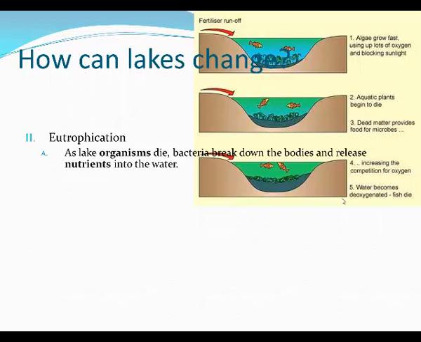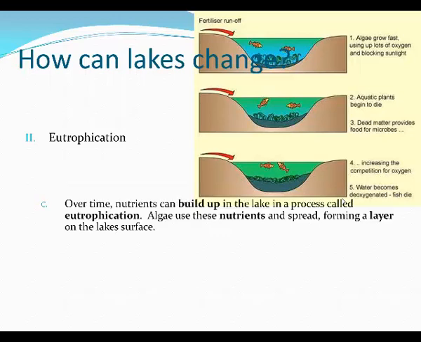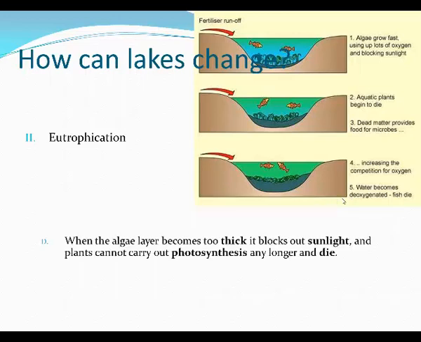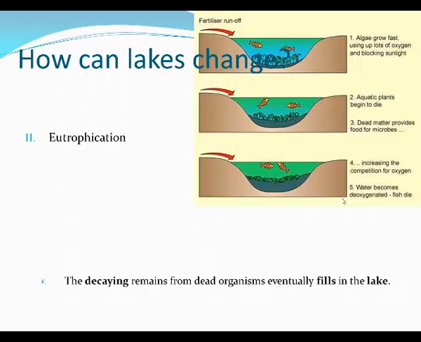So again, as lake organisms die, bacteria break down the bodies and release nutrients into the water. These nutrients, such as nitrogen and phosphorus, are chemicals that other organisms need. Over time, nutrients can build up in the lake in a process called eutrophication, where algae use the nutrients and spread, forming a layer on the lake's surface. When the algae layer becomes too thick, it blocks out sunlight, and plants cannot carry out photosynthesis any longer. Eventually they die. Without food and oxygen from the plants, other organisms begin to die, and the decaying remains from dead organisms eventually fill in the lake.